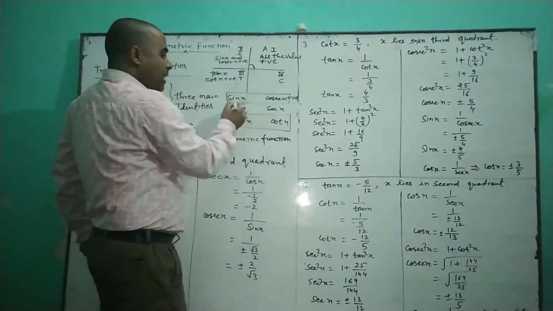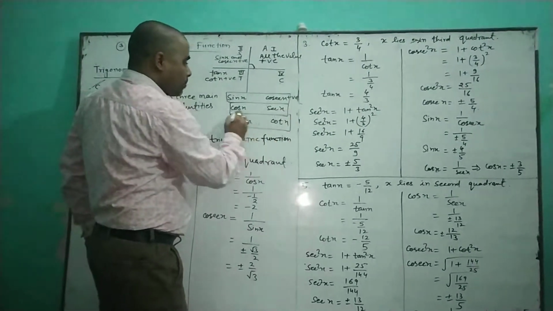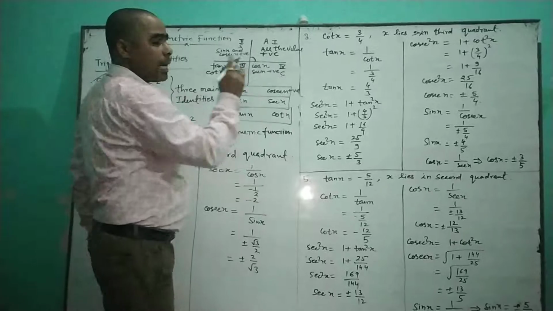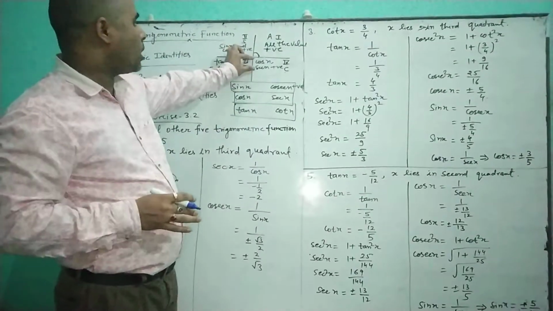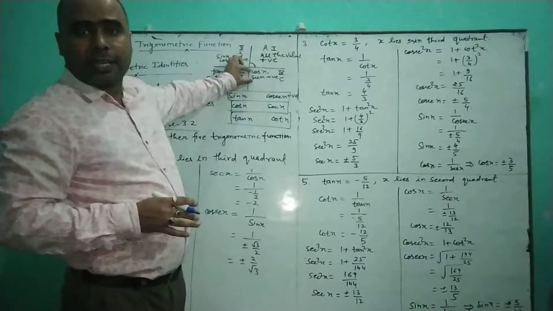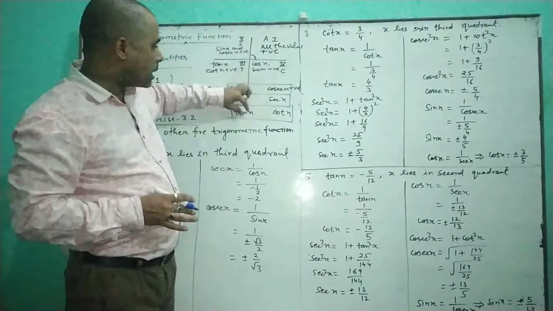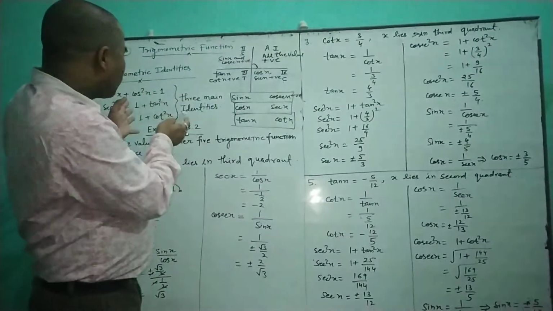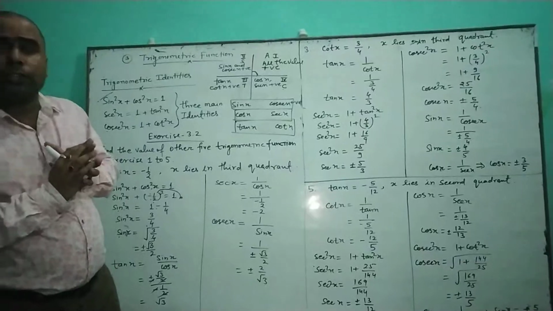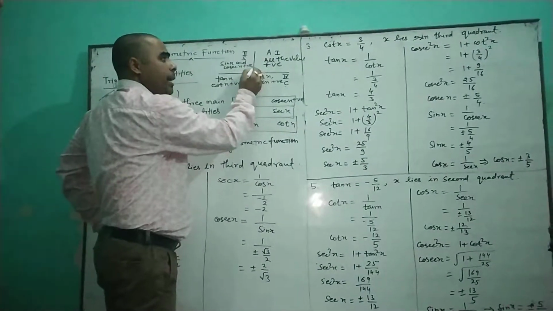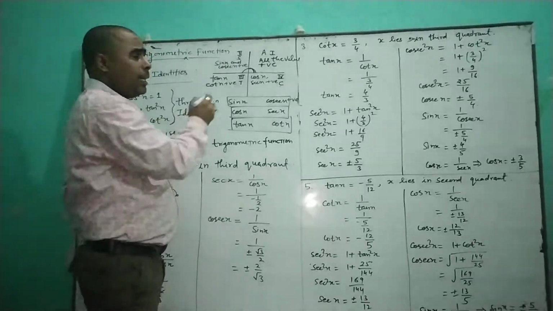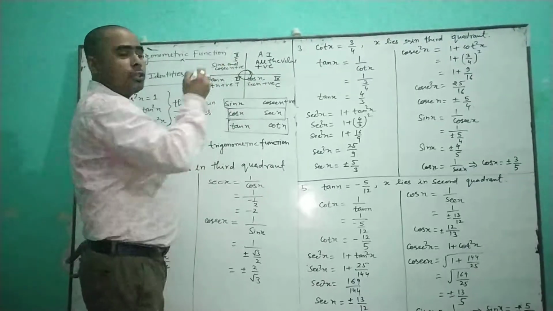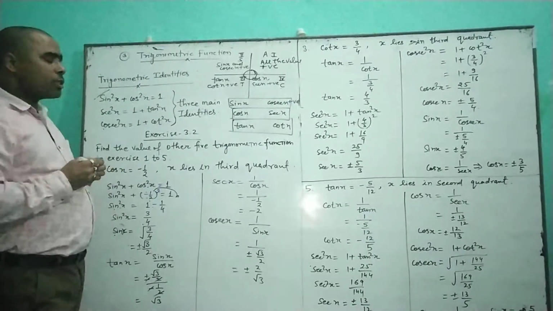Now in the fourth quadrant, C means cos x and its opposite sec x are positive. Rest negative. It means sin, cosec, tan and cot are negative. By using these we have to find the value of the trigonometric function. Now one thing more: here the angle is 0 to 90, here between 90 to 180, here 180 to 270, and here 270 to 360 degree. Now we have to start the exercise.